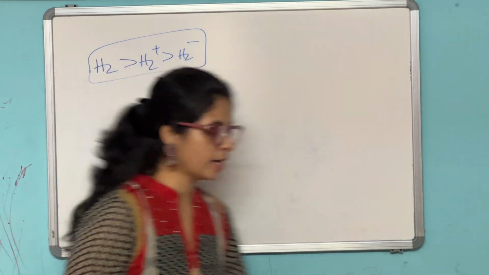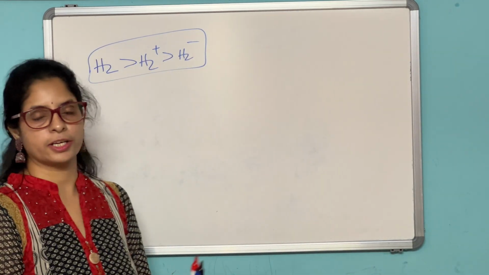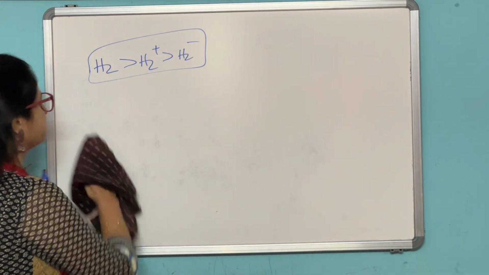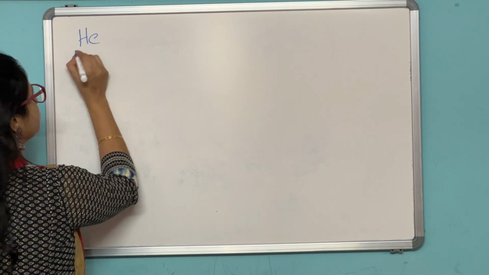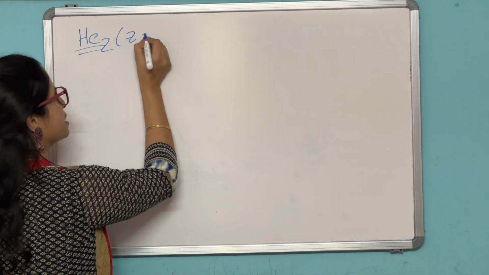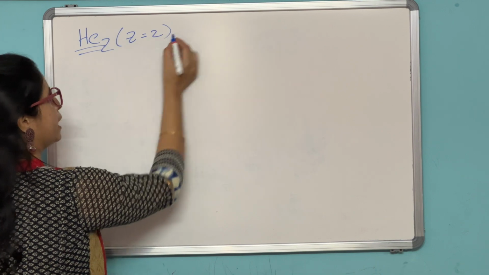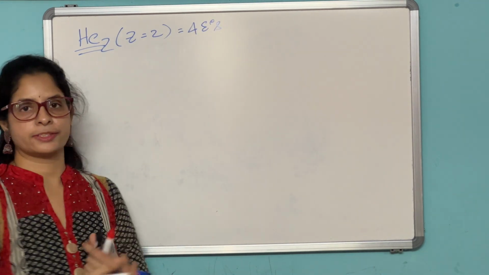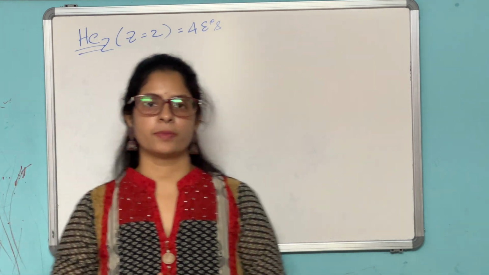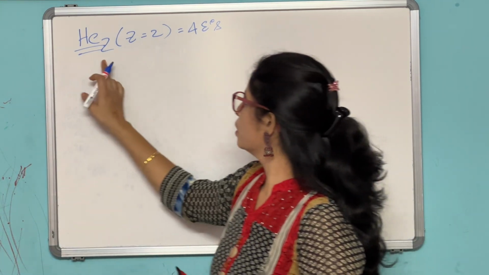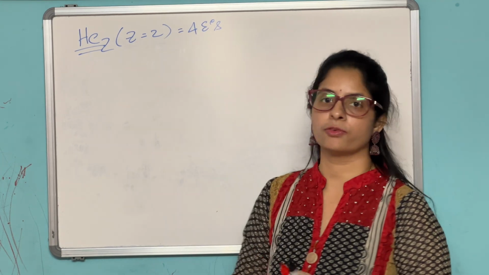Today in this video we'll continue with molecular orbital theory and discuss some more examples. Take He2. Helium atomic number Z is equal to 2, so for the He2 molecule, how many electrons? 4 electrons. Atomic number is equal to number of protons, which is equal to number of electrons. So He2 contains 4 electrons.